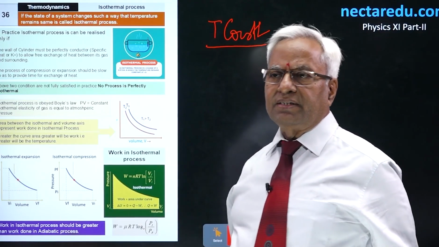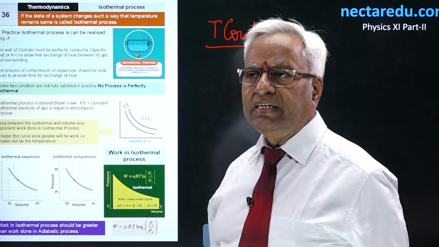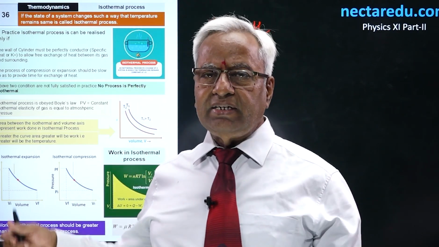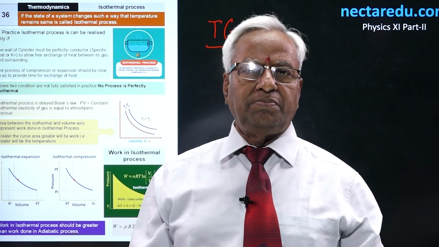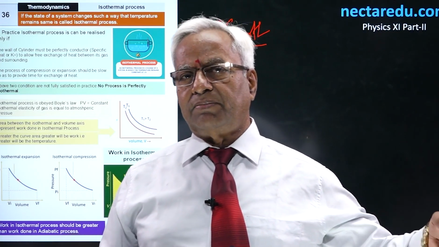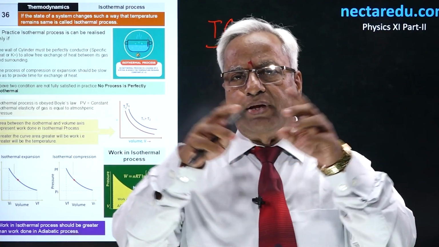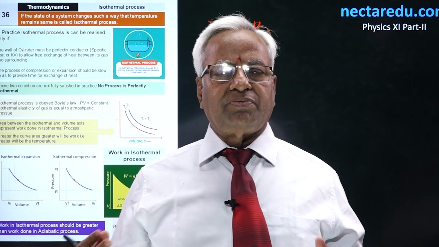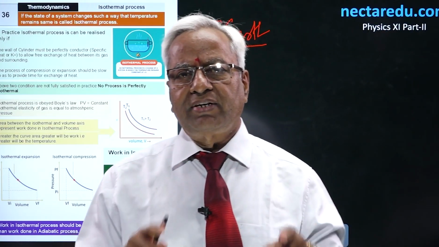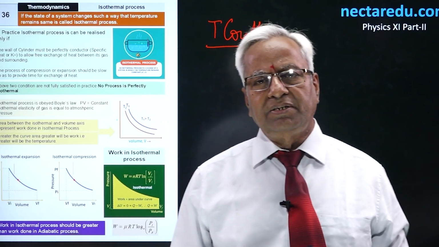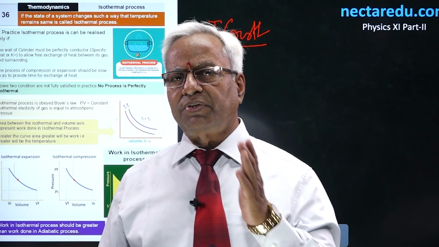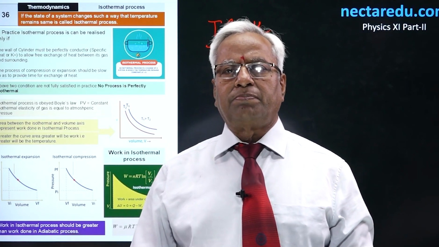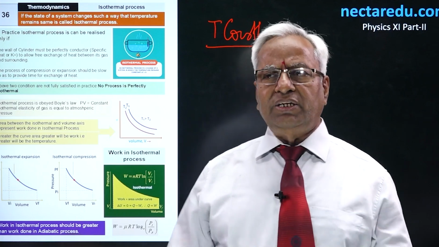Now, in order to maintain the temperature constant, obviously the heat exchange should happen immediately. Whatever heat has been transferred to the system should immediately go out of the system, and this could be possible only when the container that we have used for the process is a perfect conductor. Only then will it allow the heat to go out immediately. So the first condition for an isothermal process is that the container should be a perfect conductor.